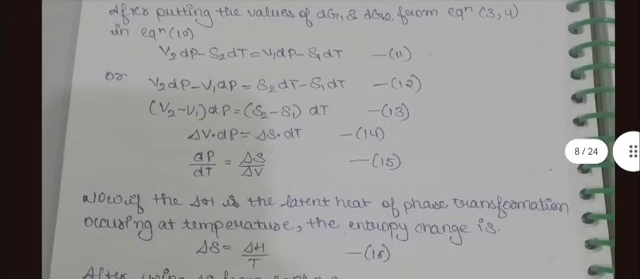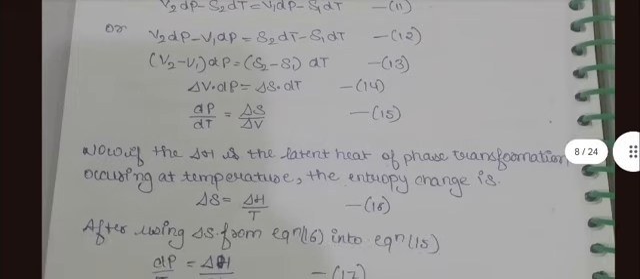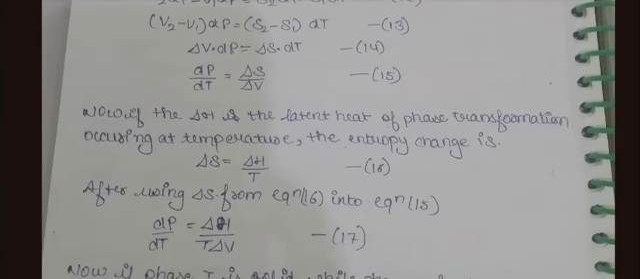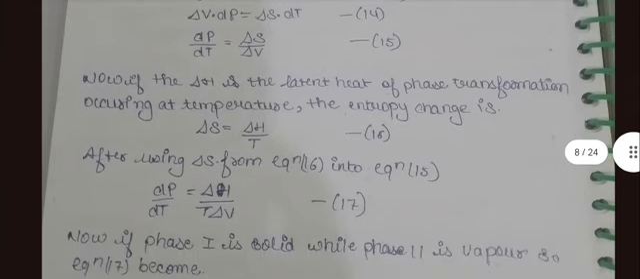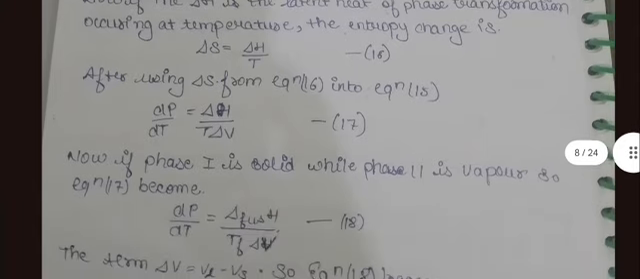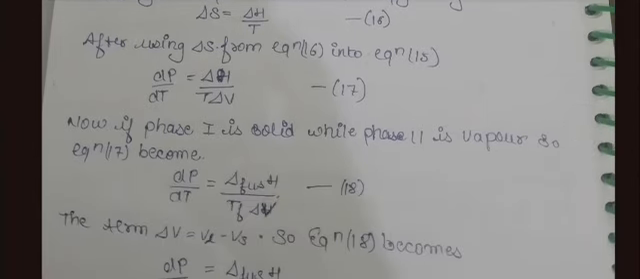V2 dP minus S2 dT equals V1 dP minus S1 dT. V2 dP minus V1 dP equals S2 dT minus S1 dT. (V2 minus V1) dP equals (S2 minus S1) dT. Delta V dP equals delta S dT. dP by dT equals delta S by delta V. Now, if delta H is the latent heat of the phase transformation occurring at temperature T, the entropy change is delta S equals delta H by T. After using delta S from equation 16 in equation 15, dP by dT equals delta H by T delta V.